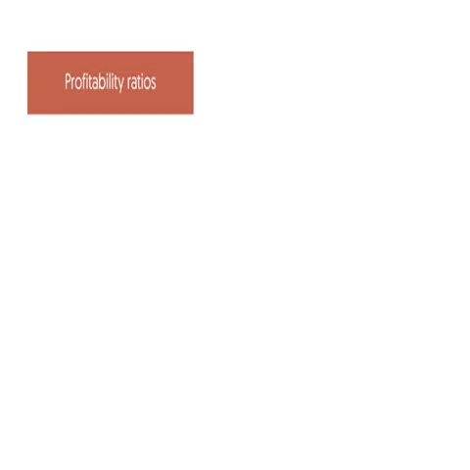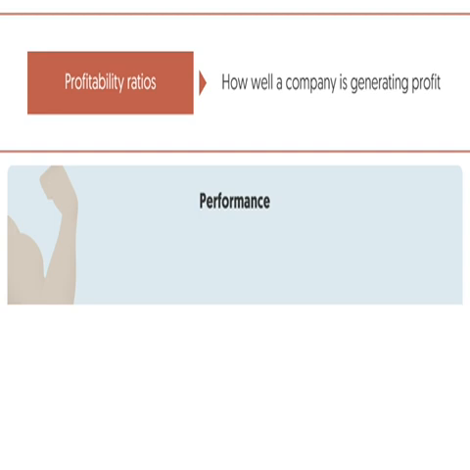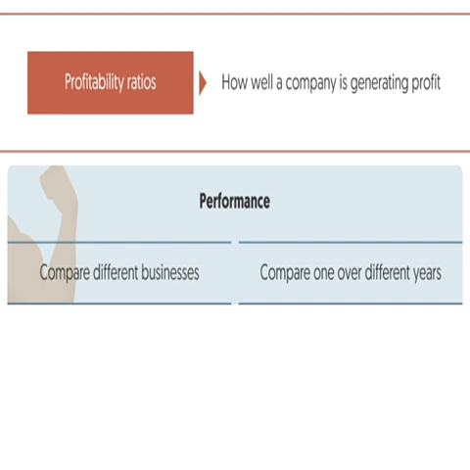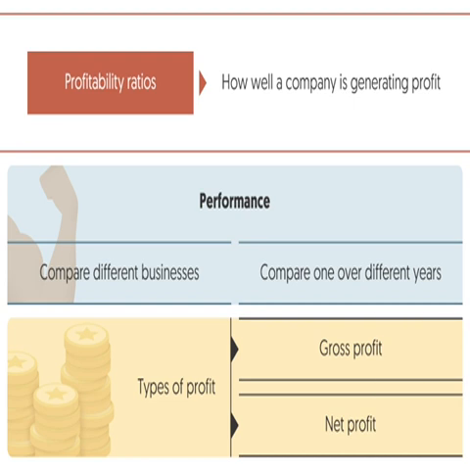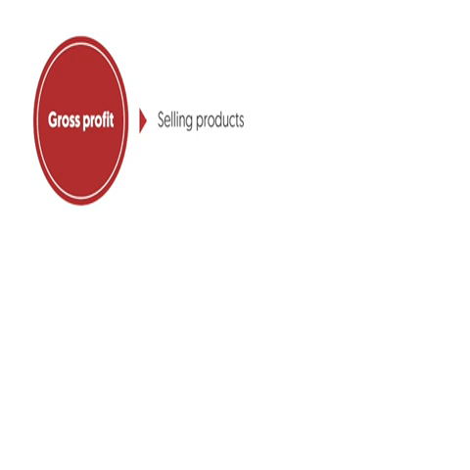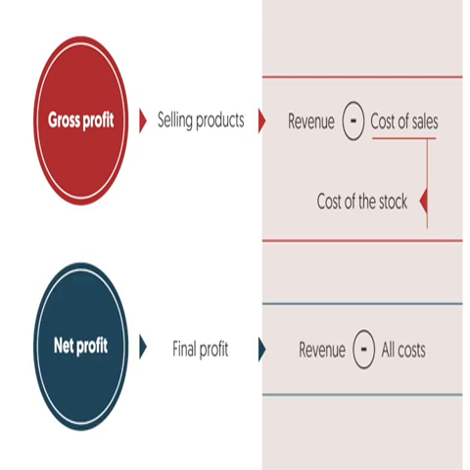You can then take this further and calculate profitability ratios. This is a way of showing how well a company is generating profit and is excellent for comparing performance. This can be done to compare different businesses or one business over different years. To calculate the ratios, there are two types of profit you need to know about: gross profit and net profit. Gross profit is profit just based on selling products. It's your revenue minus the cost of sales, which means the cost of the stock. Net profit is the final profit, which is revenue minus all your costs.